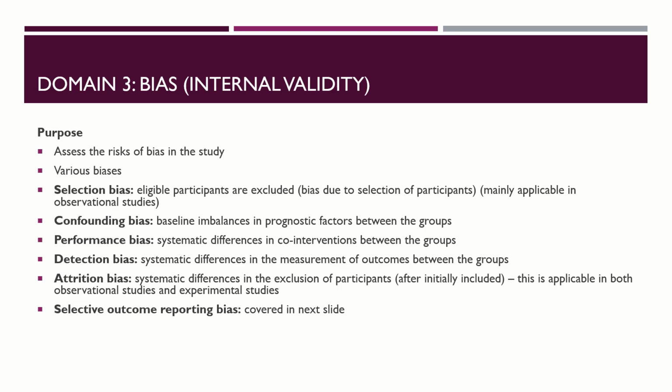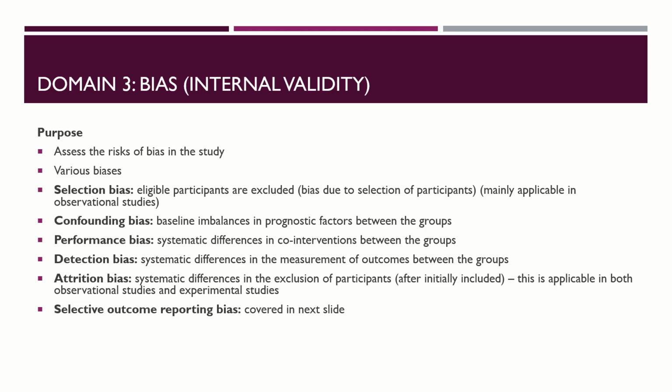And there are various types of biases here. Selection bias is where eligible participants are excluded. For example, this is mainly applicable in observational studies. Due to selection of participants, some eligible participants who should have been included in the studies were excluded. Then there is what's called a confounding bias, where there are baseline imbalances in prognostic factors between the groups.